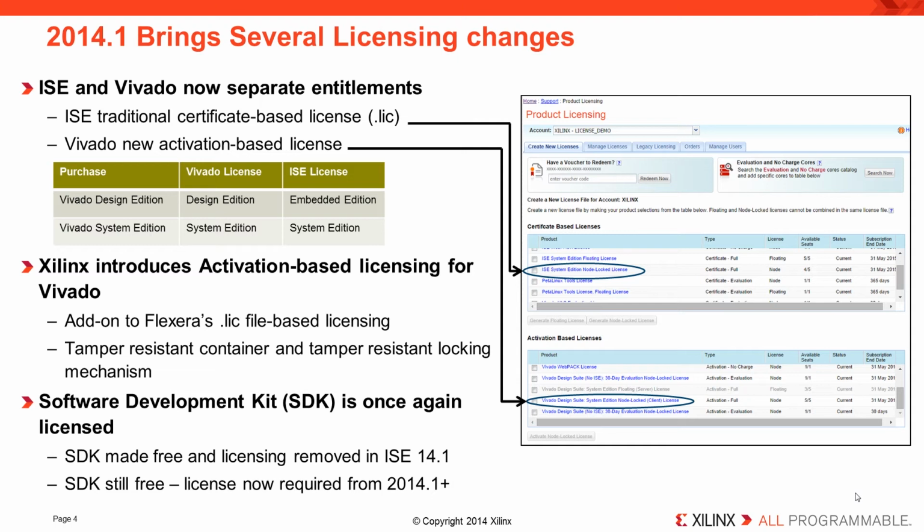In activation, a tamper-resistant container and a tamper-resistant locking mechanism are introduced. So the container is actually an area of the hard drive which is called trusted storage, and the locking mechanism is actually a series of host IDs now weighted against each other, not just a single ID or a single point of failure or a single point of tampering. Finally, in 2014.1, the Software Development Kit, SDK, is once again licensed.